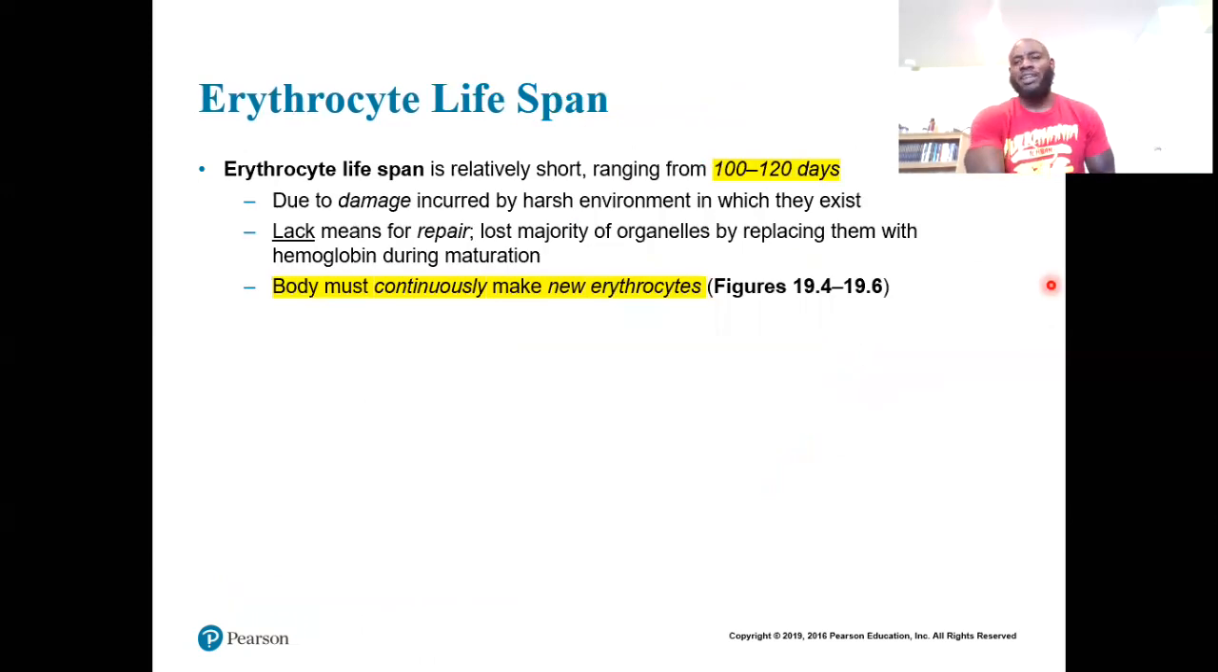What is the lifespan of a red blood cell? And I mentioned this a little bit earlier. It's relatively short. Remember that they don't have a nucleus, so they're not making a whole bunch of new items once they have become mature. Right? Erythrocyte lifespan is only 100 to 120 days. Right? So they exist in this harsh environment.